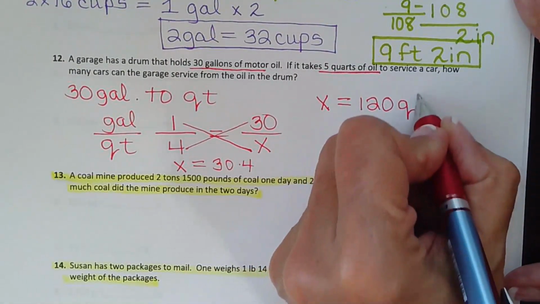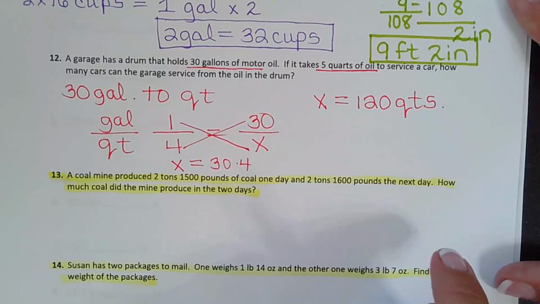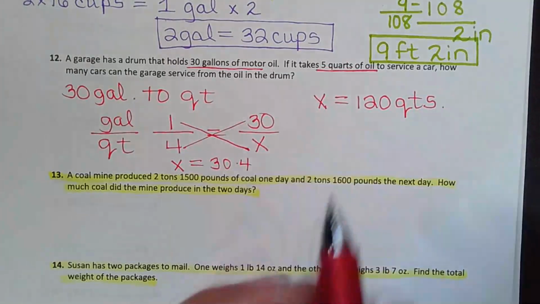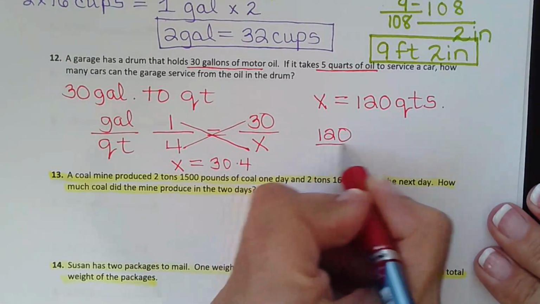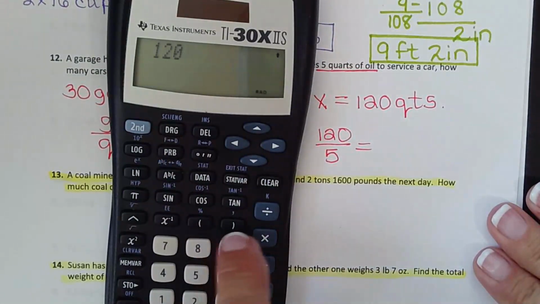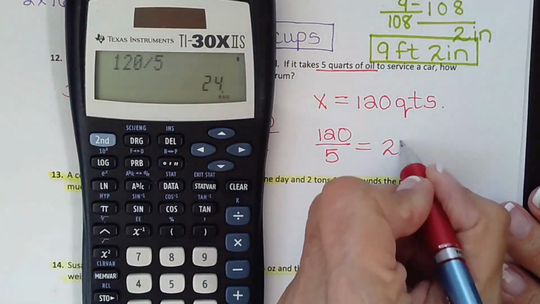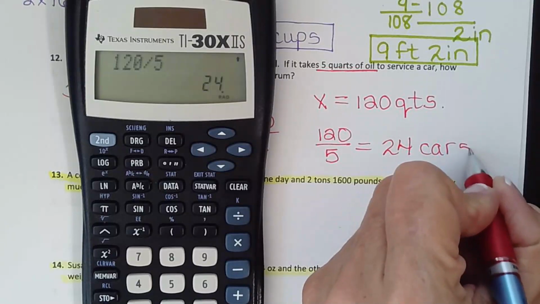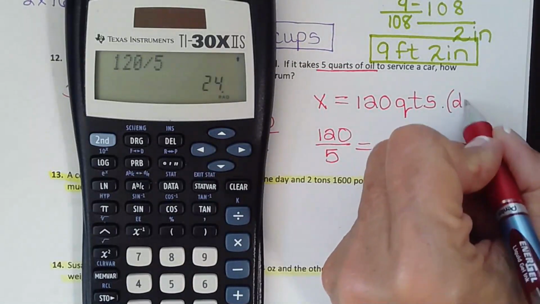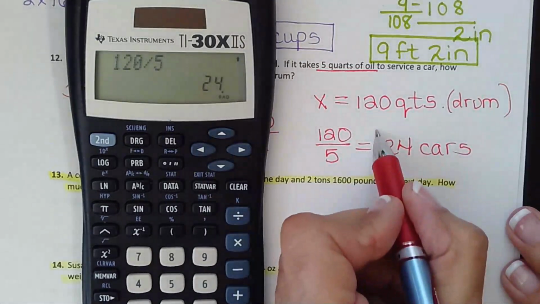120 quarts. So now I can do a little fancy action with the calculator to figure out how many cars can be done. Each car takes 5 quarts. So 120 divided by each car, that gives me 120 divided by 5, 24 cars, because each car is 5 quarts, so I divide 5 into how many are in the drum, and that tells me how many cars can be serviced. So 24 cars can be serviced.